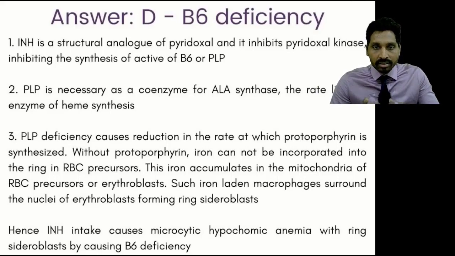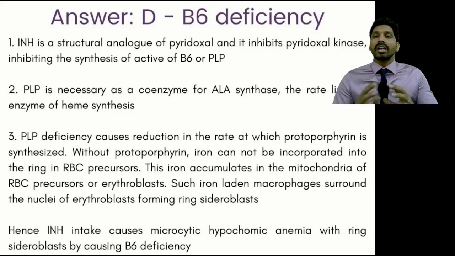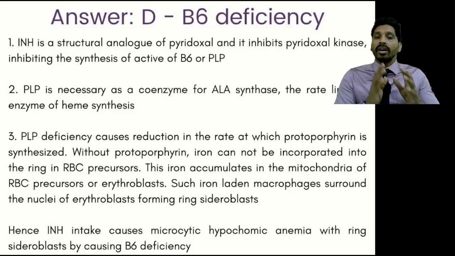So PLP deficiency causes reduction in the rate at which protoporphyrin is synthesized. Without protoporphyrin, iron cannot be incorporated into the ring in RBC precursors. This iron accumulates in the mitochondria of RBC precursors or erythroblasts. Such iron-laden mitochondria surround the nuclei of erythroblasts and form a ring sideroblast. So pathological studies clearly indicate there are sideroblasts. Yes, in B6 deficiency there is sideroblastosis. Hence, intake of isoniazid causes microcytic hypochromic anemia with ring sideroblasts by causing B6 deficiency.